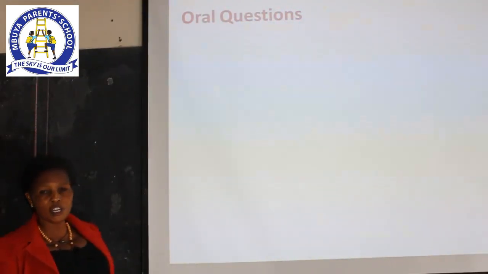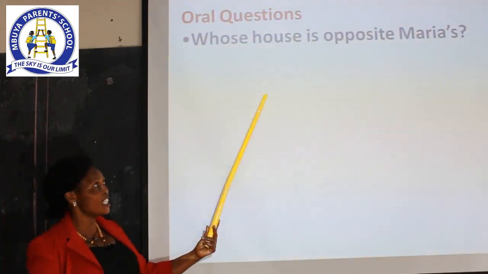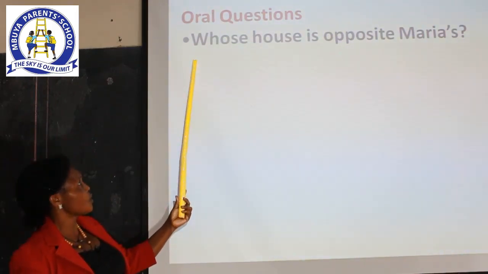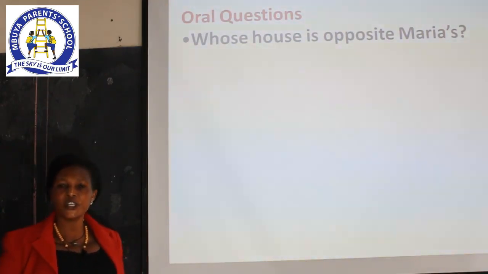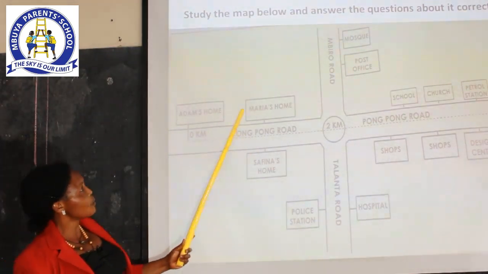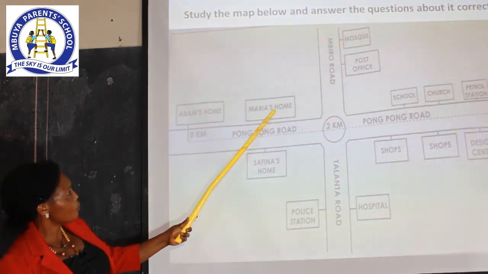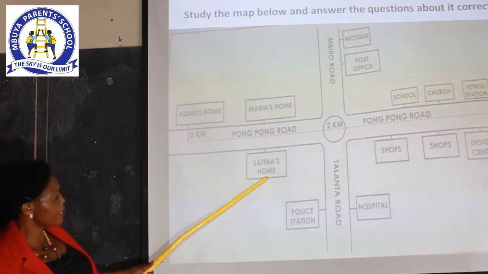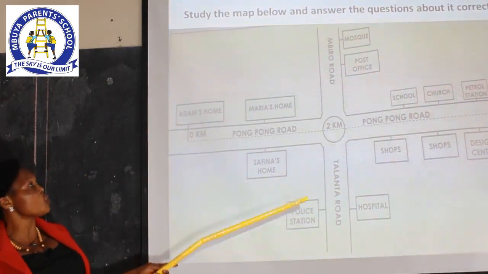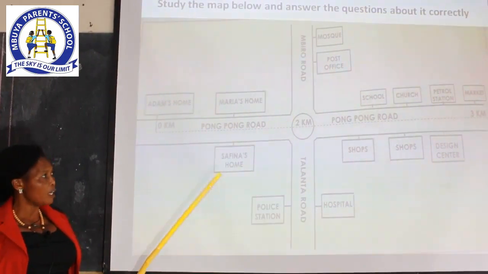I have an activity for you. We shall help each other or guide each other to do this activity. Our question 1 says, whose house is opposite Maria's? Let us try to see the houses on the map. We have Adam's home, we have Maria's home, we have Safina's home, and very many other buildings you can see on our map. But the question is, whose house is opposite Maria's?